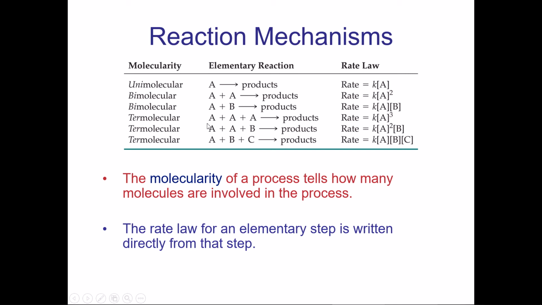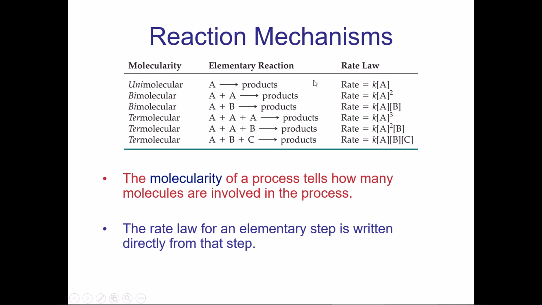Termolecular means we need three molecules to collide. So these can be three identical molecules, two identical and one different, or all three could be different types of molecules. We don't really see anything more than that. Having more than three molecules collide with sufficient energy and in the correct orientation really just doesn't happen. So we only have unimolecular and bimolecular a majority of the time. Termolecular comes up rarely.